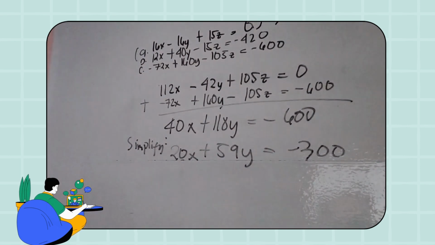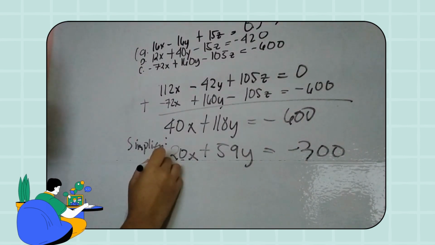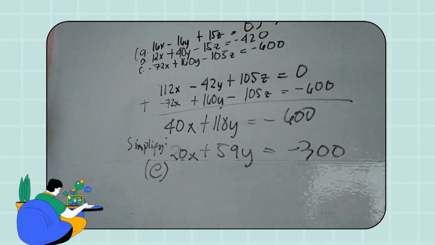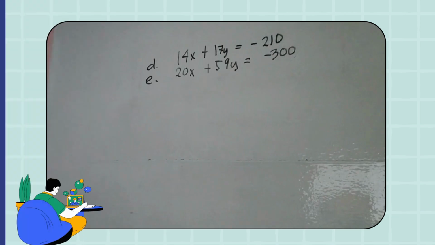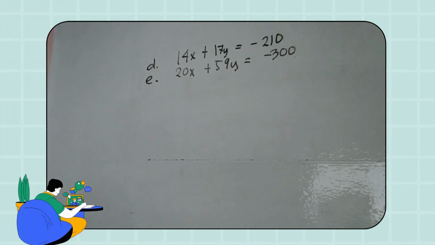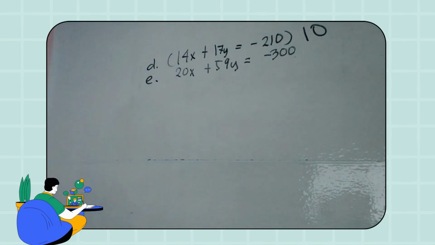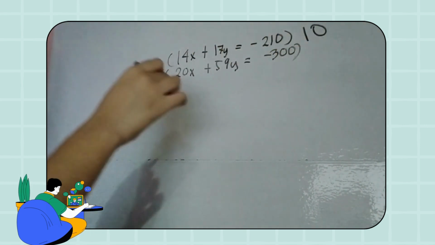This will serve as our E equation, or the fifth equation. Now, we are left with this two variable system, equation D and equation E. First, let's eliminate x. Multiply the equations to align the coefficients of x. So let's multiply equation D by 10 and equation 5 by 7.